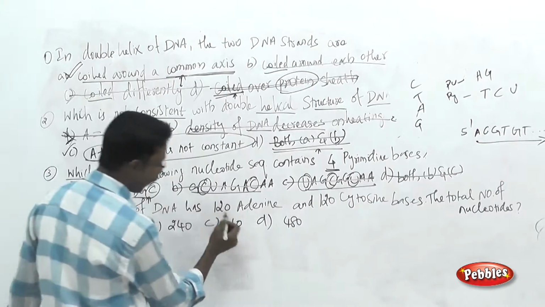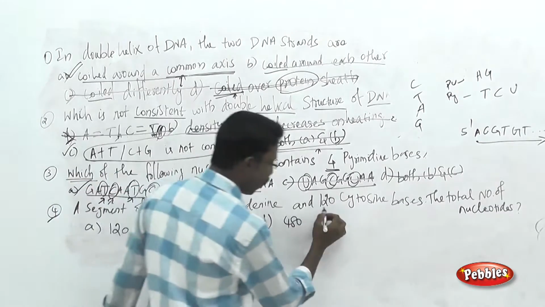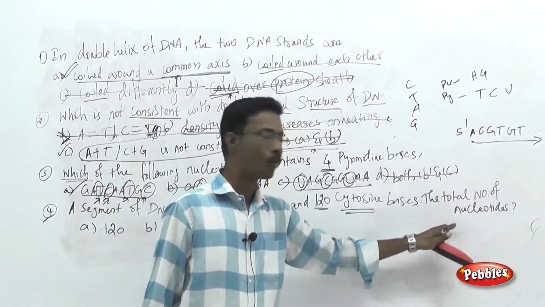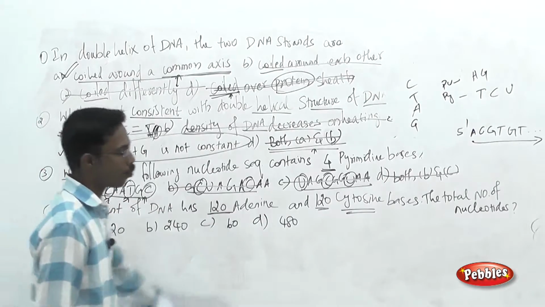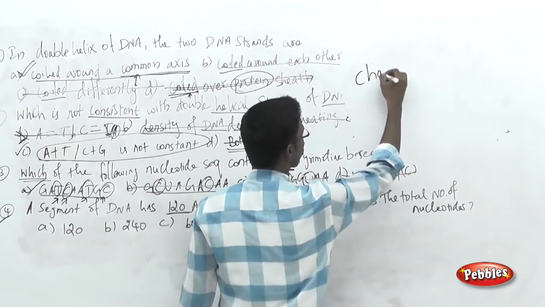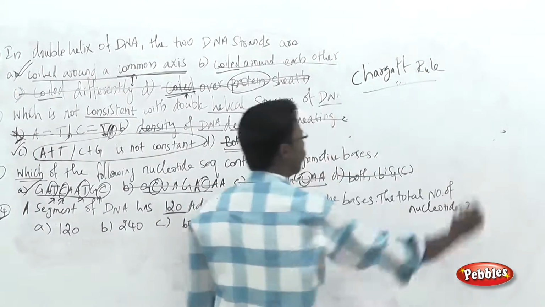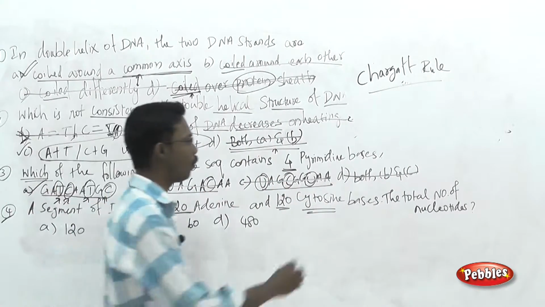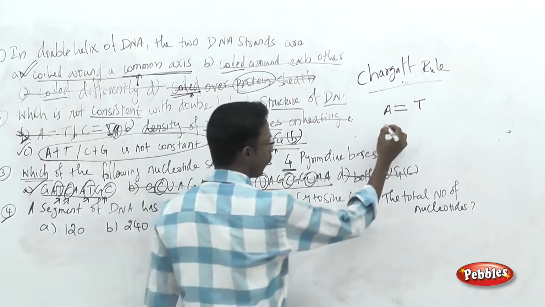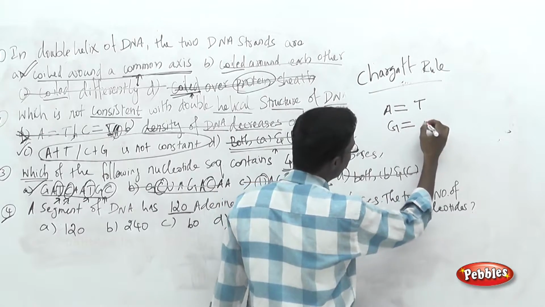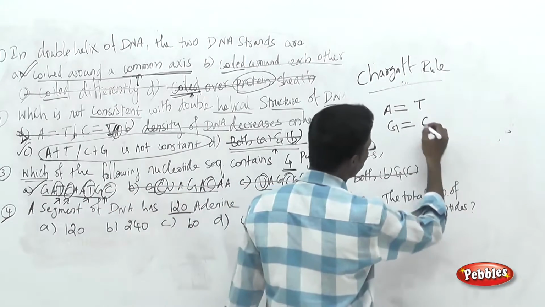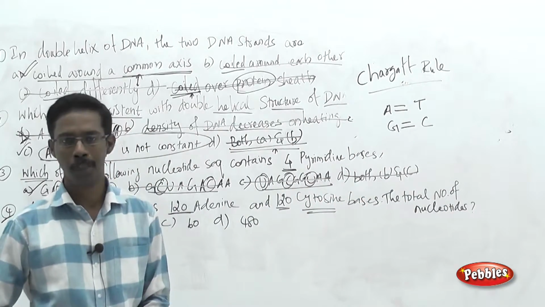A segment of DNA has 120 adenine and 120 cytosine bases. Okay, so the question is the total number of nucleotides in the particular sequence. As I told you, here you have to remember the term Chargaff's rule. According to Chargaff's rule, the number of adenine is always equal to thymine. The number of guanine is always equal to cytosine. Okay, why does this happen? As I told you, adenine always pairs with thymine, guanine always pairs with cytosine.